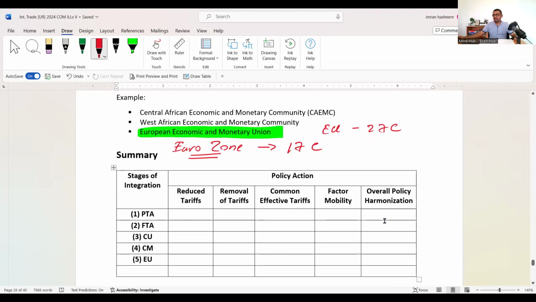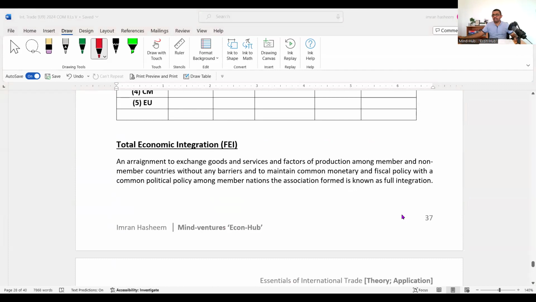Right. So then I have a small, before we look at total economic, okay, we'll finish that. Total economic integration is an arrangement to exchange goods and services and factors of production among member countries and non-member countries without any barriers. All that is fine. And fiscal policy with common political policy among nations associated.